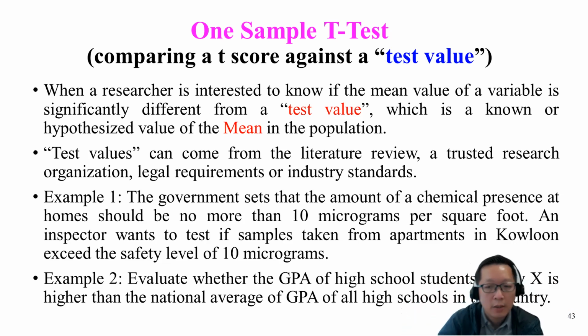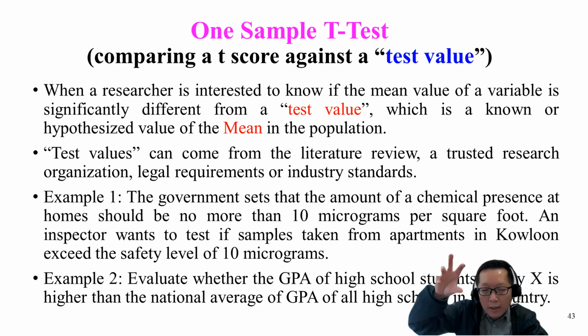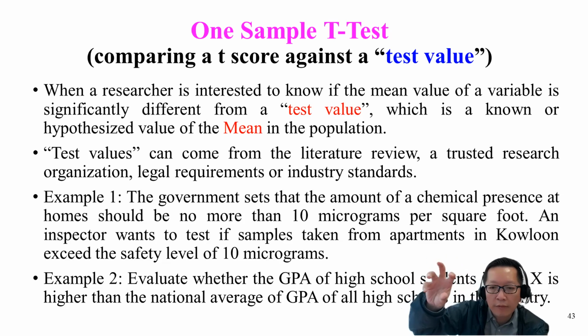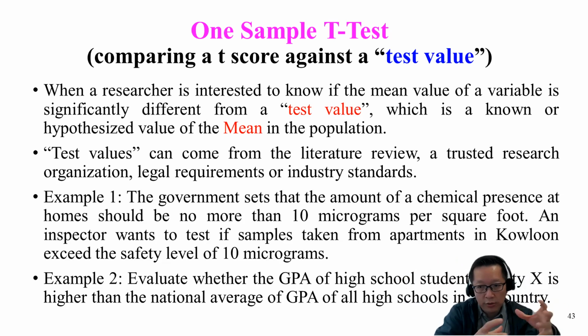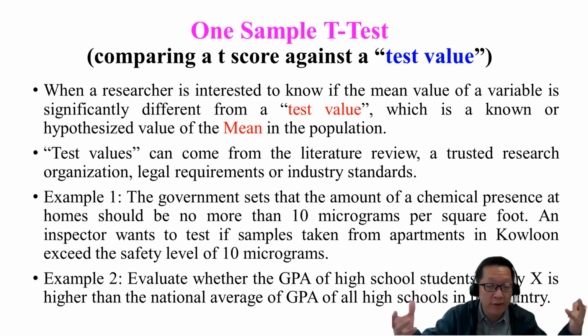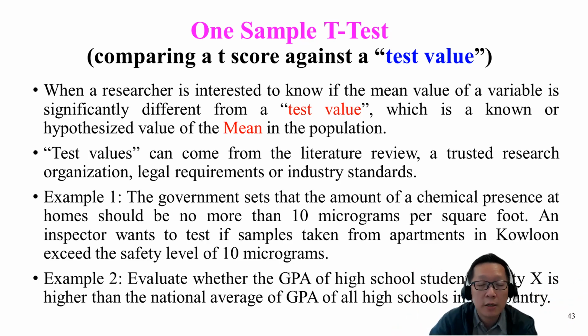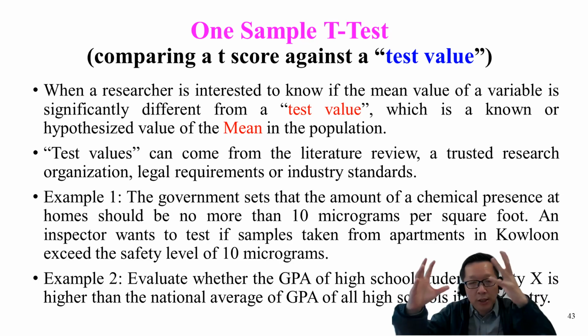the test value. Or if you want to know whether the GPA of the high school students in CTX, that is, CTX has 200 schools, you take the GPA of a random sample of these students, right? And you compare that with the national mean value of the GPA of all high school students in the country. And you want to see whether the GPA of these students in CTX is much better or much lower, or very different from the population average, which is the country level average.